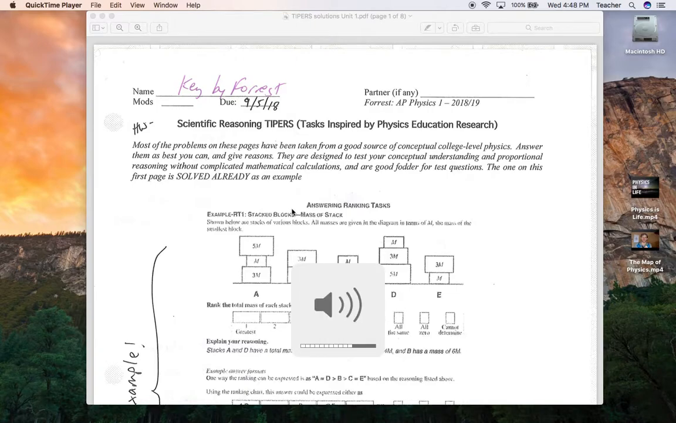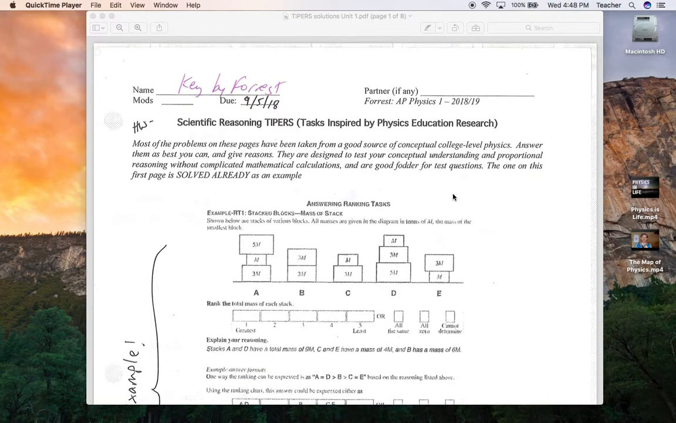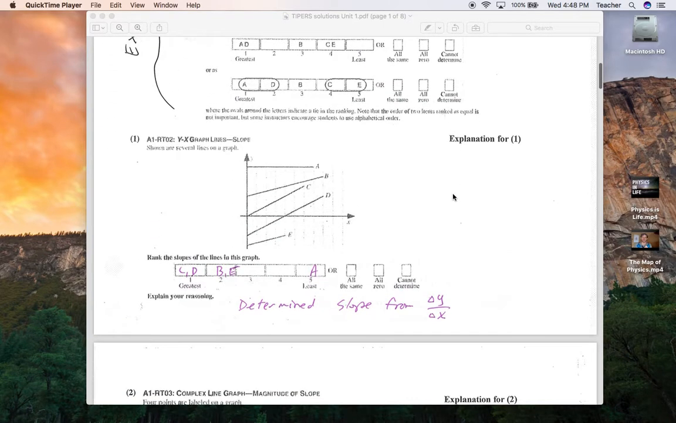So this is just a description, or a screencast, of the solutions to the homework that were due on September 5th. So with that, I want to go through this.